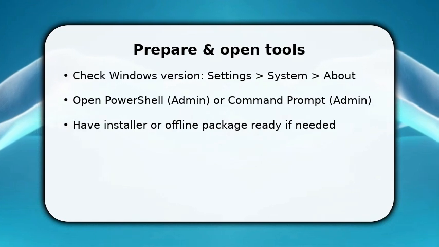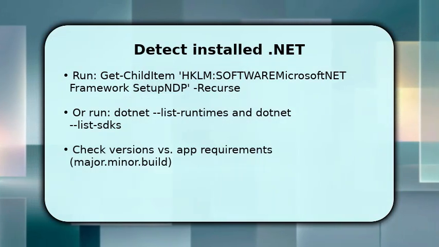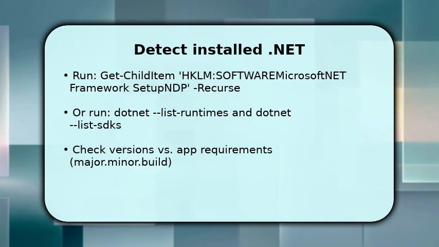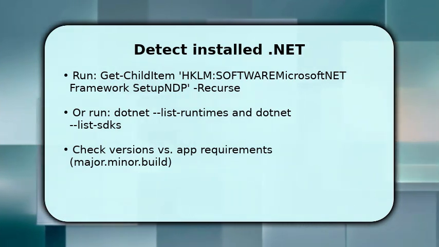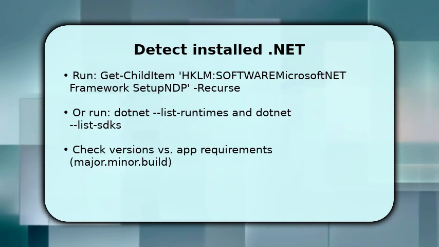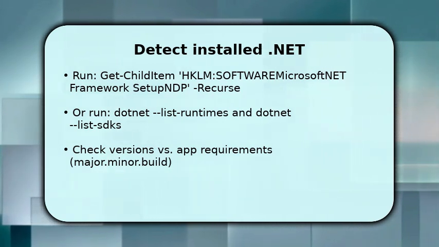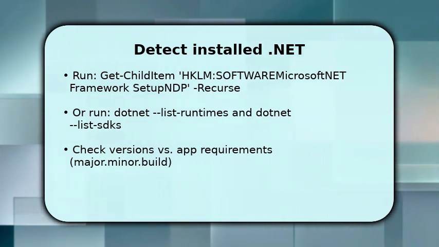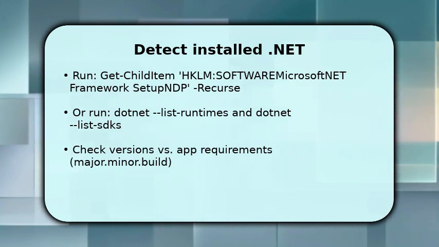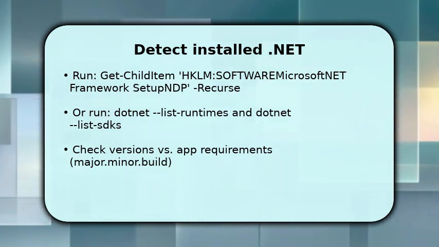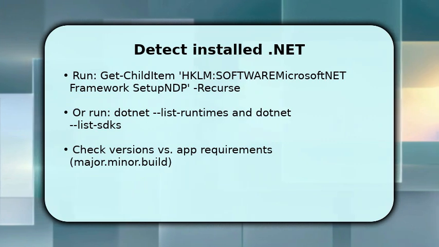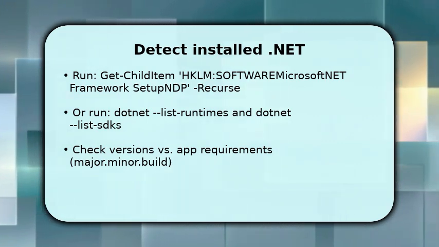Now you perform the detection. In PowerShell, query the registry path under HKLM to list full .NET Framework releases, that shows legacy framework versions. Alternatively, run dotnet --list-runtimes and dotnet --list-sdks to see .NET Core and .NET versions. These commands show exactly what runtime and SDK are present.